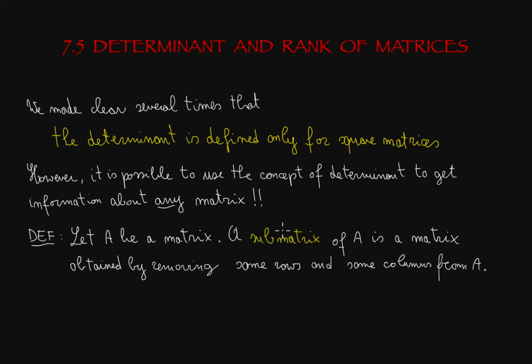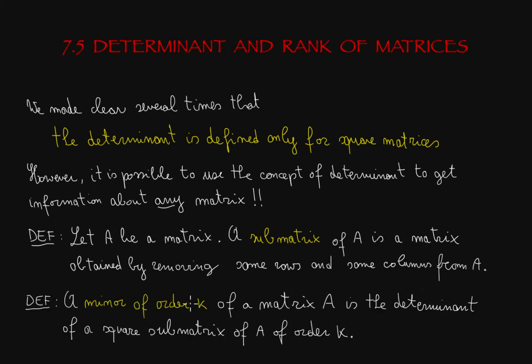The definition of a submatrix. Let A be any matrix. A submatrix of A is a matrix obtained by removing some rows and some columns from A, just as one would suspect. So it is a matrix that is contained in A, and the description is by removing columns and rows of A.